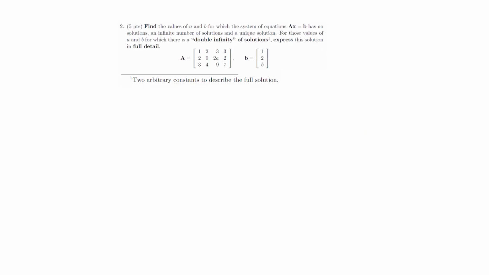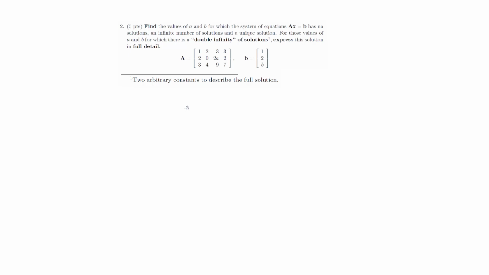Well, let us now have a look at the second question. You have to solve this system of equations Ax equal to b, where A and b are given over here. They depend on 2 parameters a and b. So you have to find the cases where you have no solutions, an infinite number of solutions, and a unique solution. You will see that in a particular case of a and b, you'll have a so-called double infinity of solutions. This means that you have 2 arbitrary constants to describe the full solution. Well, in this particular case, you have to express the solution in full detail.